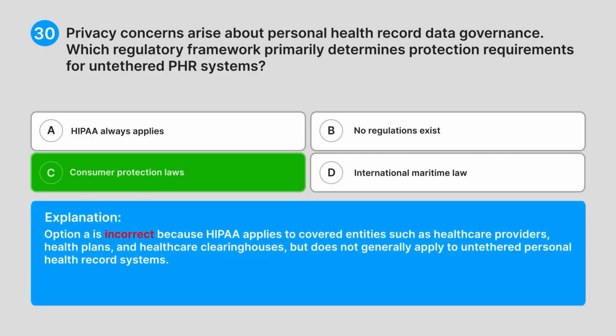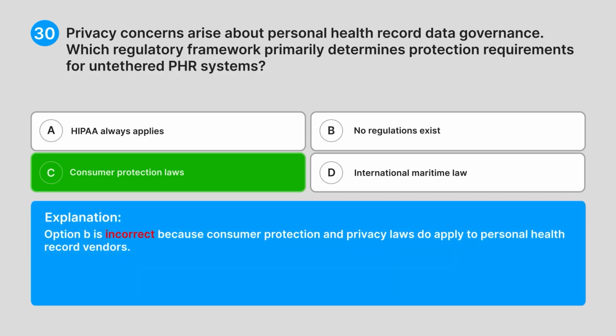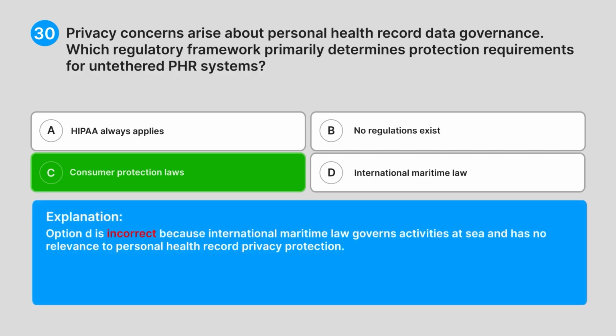Option A is incorrect because HIPAA applies to covered entities such as healthcare providers, health plans, and healthcare clearinghouses, but does not generally apply to untethered personal health record systems. Option B is incorrect because consumer protection and privacy laws do apply to personal health record vendors. Option D is incorrect because international maritime law governs activities at sea and has no relevance to personal health record privacy protection.